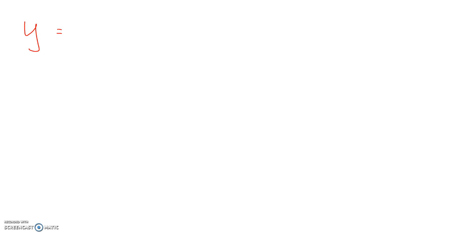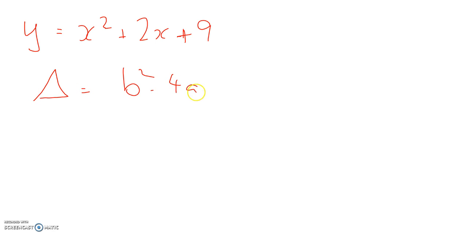So how about I'm going to do x squared plus 2x plus 9. Okay? And I'm just going to ask the question, does this have any roots at all? Now what I could do is use the quadratic formula, but I'm just going to use that little part called the discriminant. Okay, that's a 2 there, sorry.